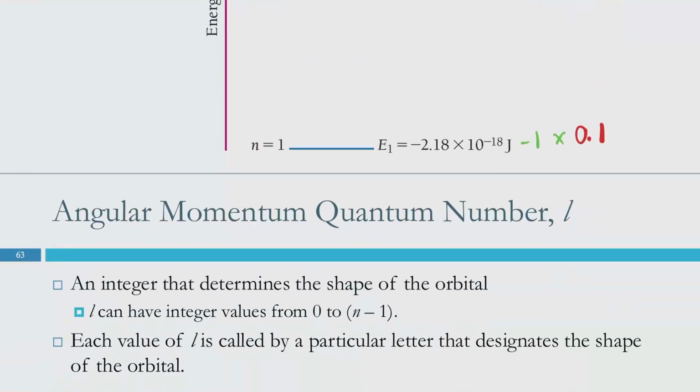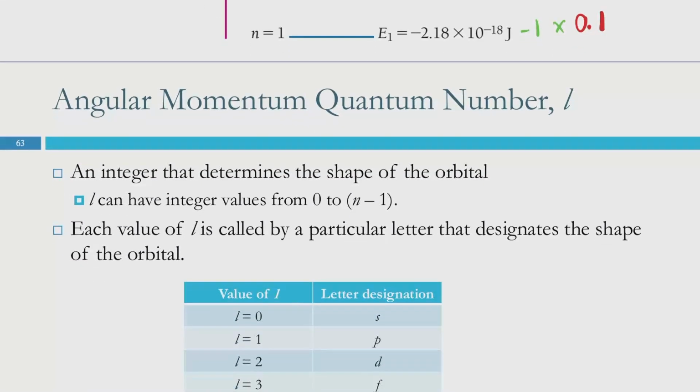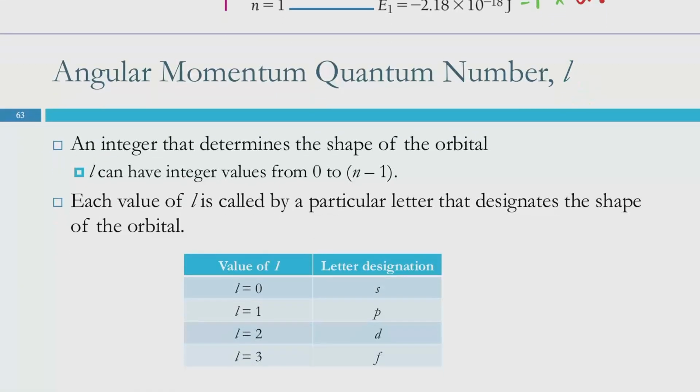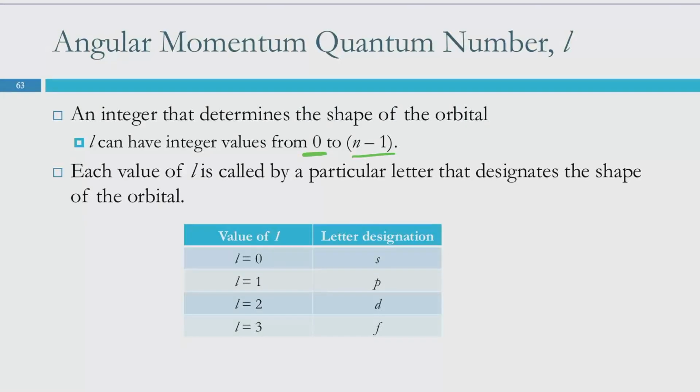Okay, so that's our first one. Our second quantum number is the angular momentum quantum number, which has the symbol L. And L can have integer values from 0 to n minus 1. Practically, this goes from 0 to 3, but it can be limited by our n value. And each value of L is called a particular letter, and that designates the type of shape.